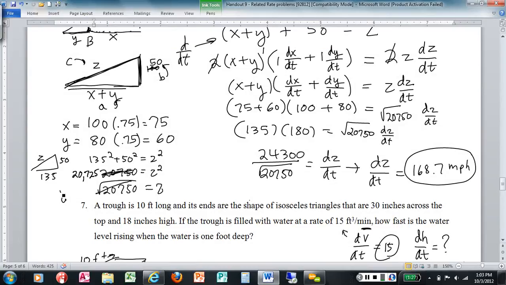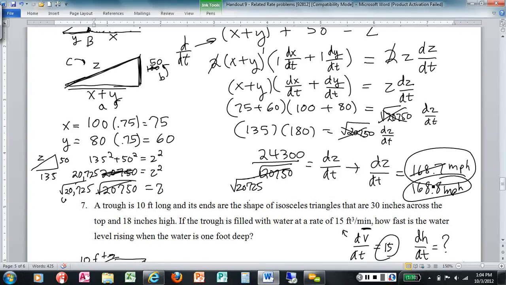And so this is going to be the square root of 20,725. And so that takes that out. Those should be 20,725. So you should divide by the square root of 20,725, which only amounts to a point. It's a 1/10 error. It's 168.8 miles per hour. Check me on that, but I think it should be 168.8.